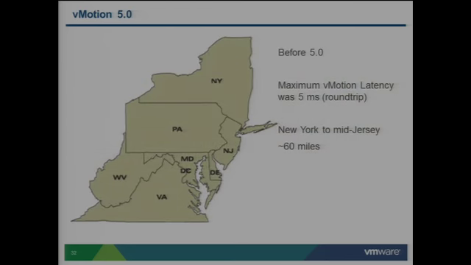And the second one I want to talk about is our vMotion improvements. We've done a couple of things. Prior to 5.0, our vMotion latency was about 5 milliseconds. If you were to translate that into distance, that equates to about 60 miles or so. That means that if you're running a workload in your New York City data center, you could approximately move it to a data center in New Jersey.